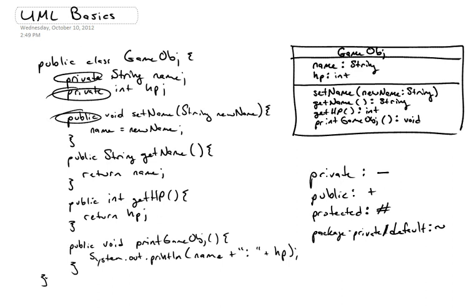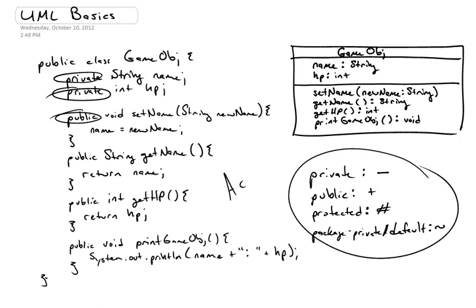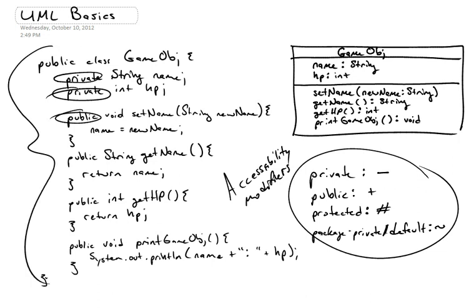If you don't know what these accessibility modifiers are, there's definitely going to be another video on those soon. So that's it for today. We basically built a basic class for a game object, and we described it using a UML class diagram. Next UML lecture, we'll talk about more advanced topics.